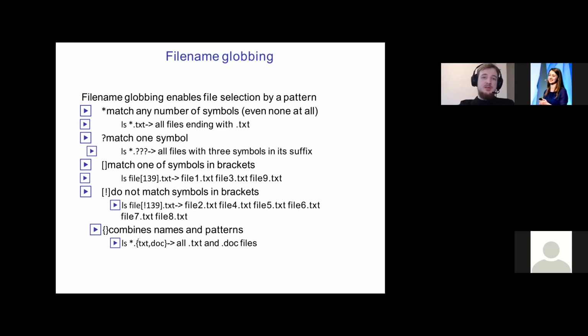Square brackets: you could think of them like an or statement. If you use the curly brackets, then it's more like an and statement. We want files that are either txt and doc in the directory.